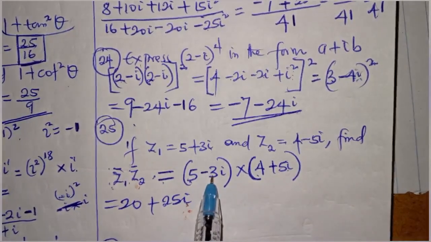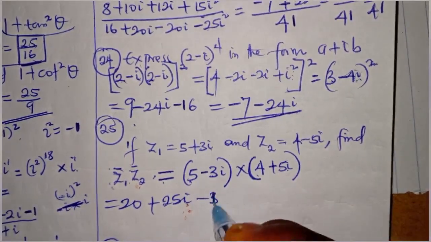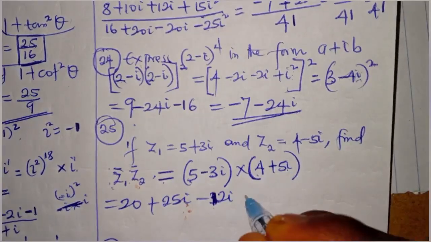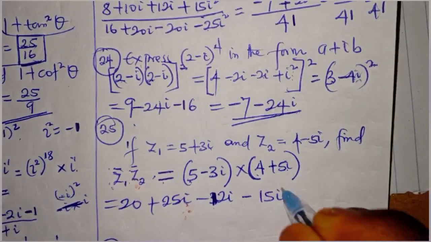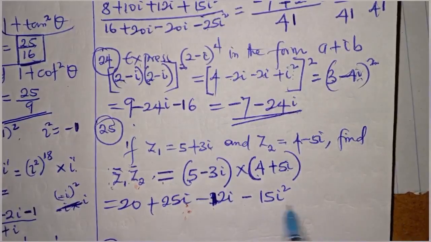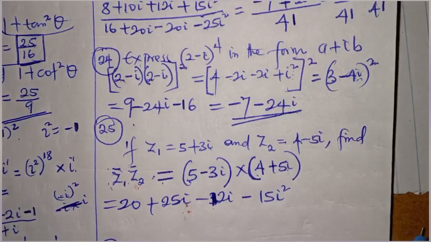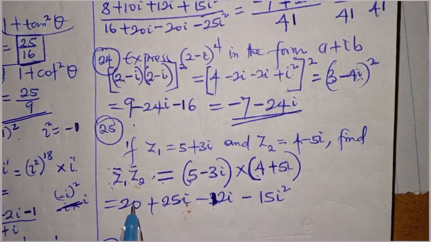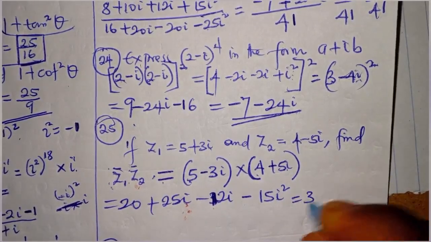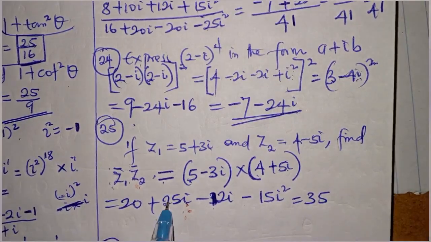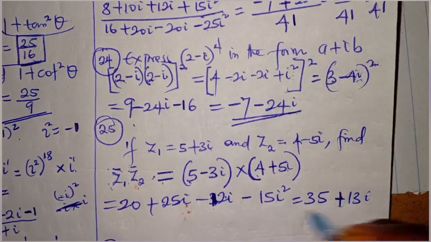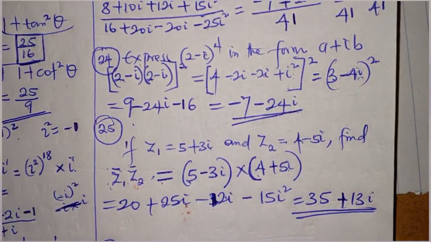Minus 3 times 4, that's minus 12i. Minus 3i times 5i, that's minus 15i squared. Okay, i squared is minus 1. So minus 1 times minus 15 is plus 15. 20 plus 15 is 35. 25i minus 12i is 13i. This is the product, and that's the answer to the question.